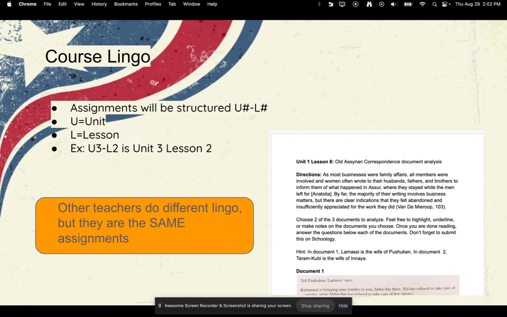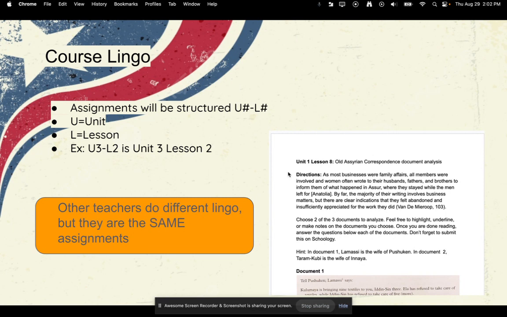So, first of all, let's go through some course lingo. Now, if you have had me before, you will know this course lingo very well. But if you're new to me, you'll get used to it pretty fast. The other teachers don't name their assignments quite the way that I do, but they are the same assignment. So if you have a friend that has Kaminsky or Hamilton, you're like, what assignment are you working on? They're the same assignments. I just name mine differently because I put in the unit and then the lesson.